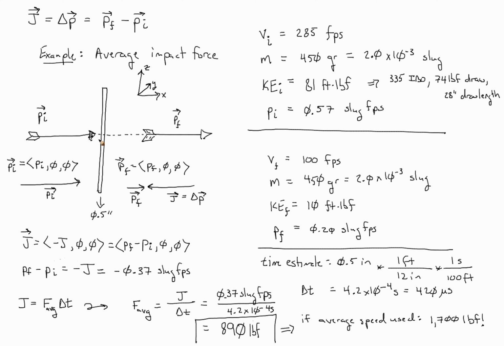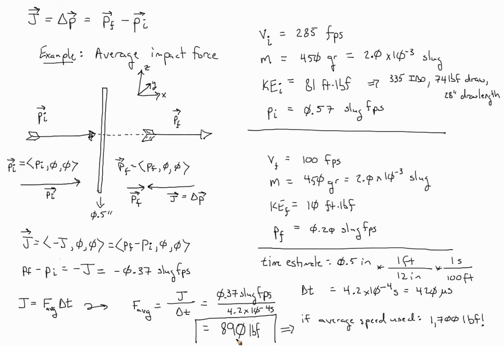That's not the force as soon as the arrow hits. That's the average force that the arrow feels as it goes through this piece of board. 890 pounds of force, as opposed to the 74-pound force that was applied to the arrow at the bow. So you see these two numbers are just completely different from each other. Irrelevant. There's no relationship between this number and this number.